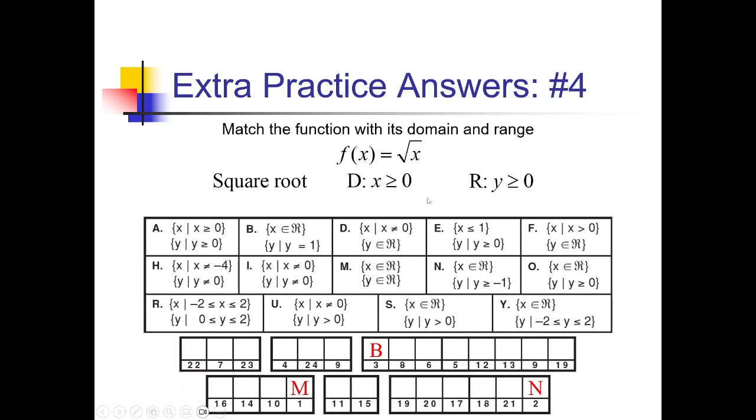Checking out my answer choices, let's see here. Where is that? Right here in the beginning, choice A. So A is 4. 4 is A.